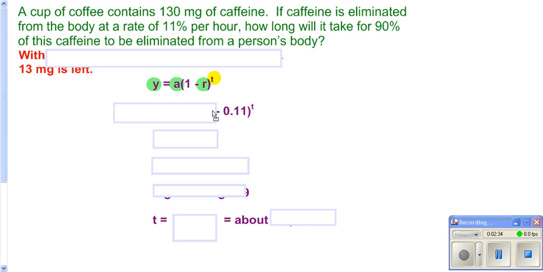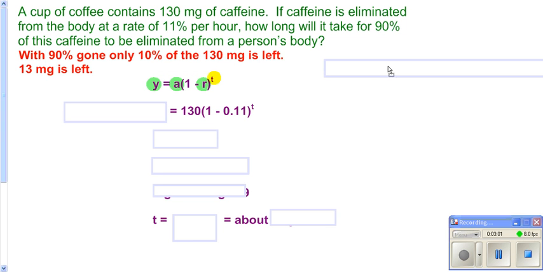Your rate is 11%, so you write 11% as a decimal. Make sure you change it. You're starting out with 130 milligrams. But what is y? Well, it says how long will it take for 90% to be eliminated? Well, if 90% is eliminated, that means 10% is left in your body. If you started out with 130, 10% of 130 is only 13 milligrams. So you're going to be left with your final amount, 13 milligrams.